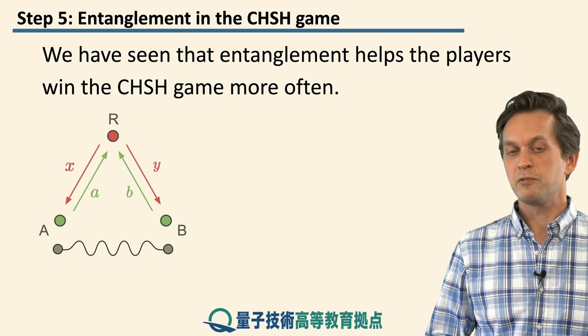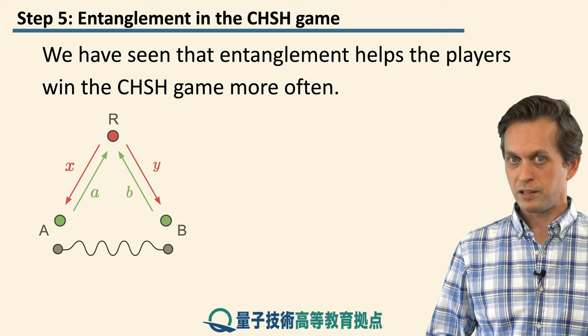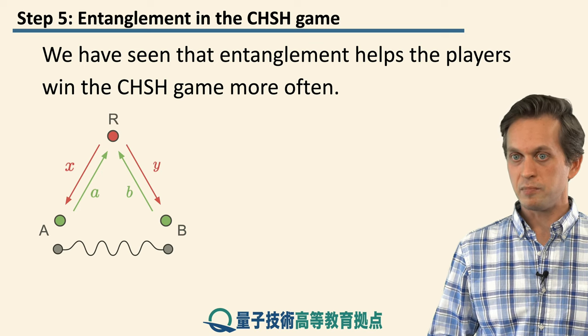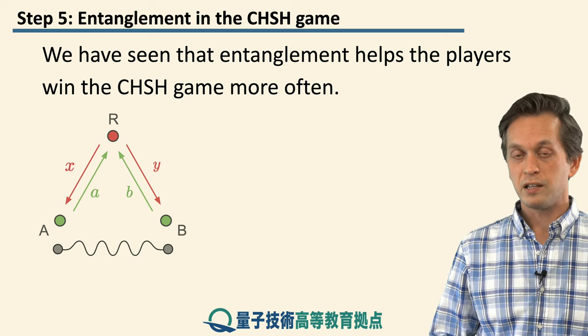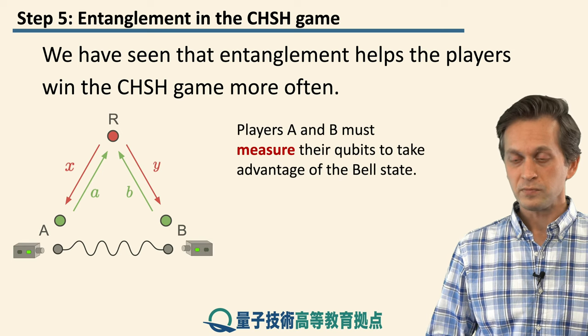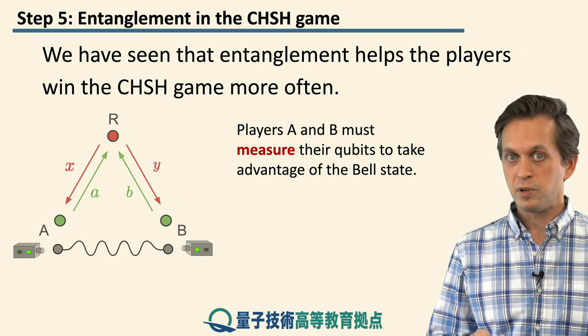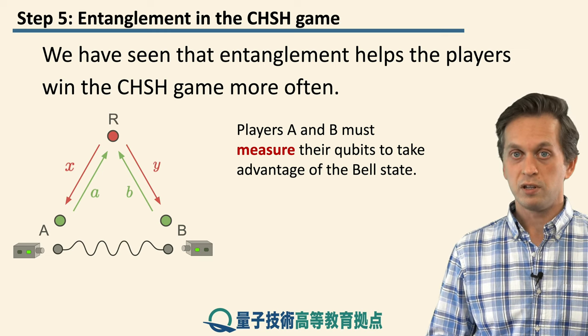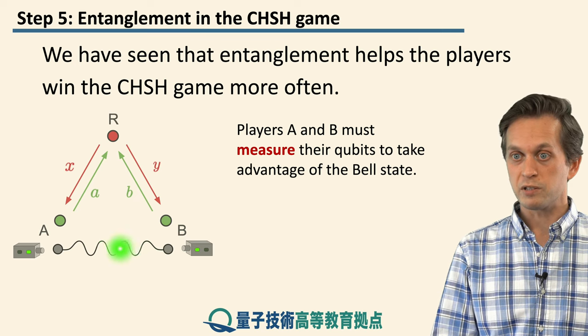So let's go back and revisit our CHSH game from the first step. We have seen that entanglement can actually help players A and B win the game more often. If they share an entangled state, they can perform measurements on it, and this will help them in winning the game with higher probability. But what happens in this process of measurement is that A and B in fact destroy the entanglement shared between these two gray qubits.